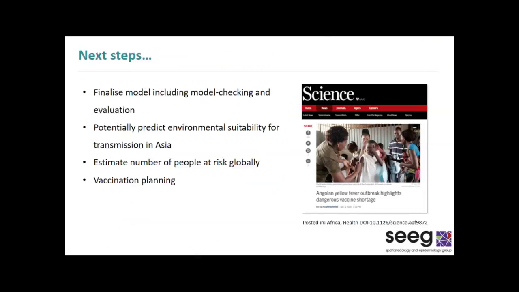So the next steps for me include finalising the model, including some model checking and evaluation. I'd like to potentially predict the environmental suitability for infection in Asia, and then maybe estimate the number of people at risk globally. Hopefully this will assist in vaccination planning, because the Angolan outbreak highlighted that there were some vulnerabilities in the international outbreak response strategy. The global vaccine stockpiles were actually depleted after about 2 months of the outbreak, and they resorted to using a fifth of the normal dose, expecting that would provide short-term immunity for people.